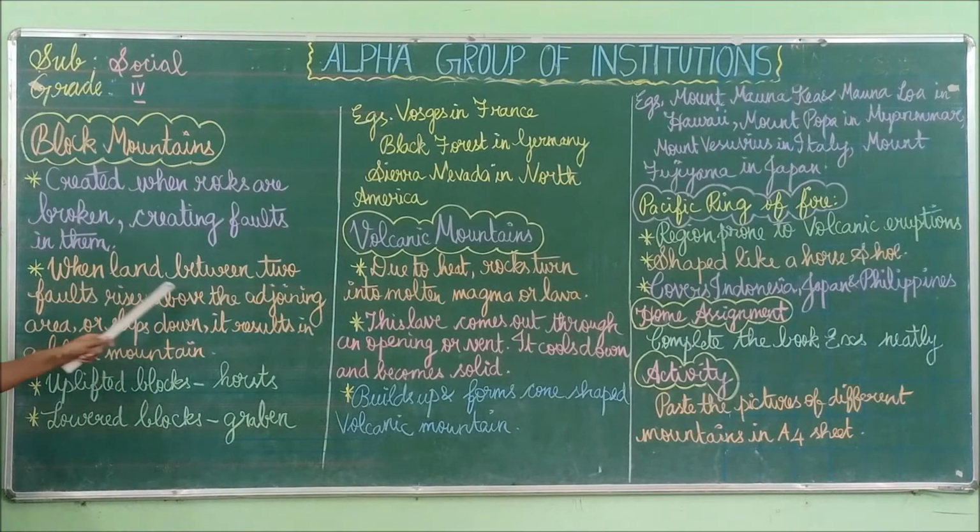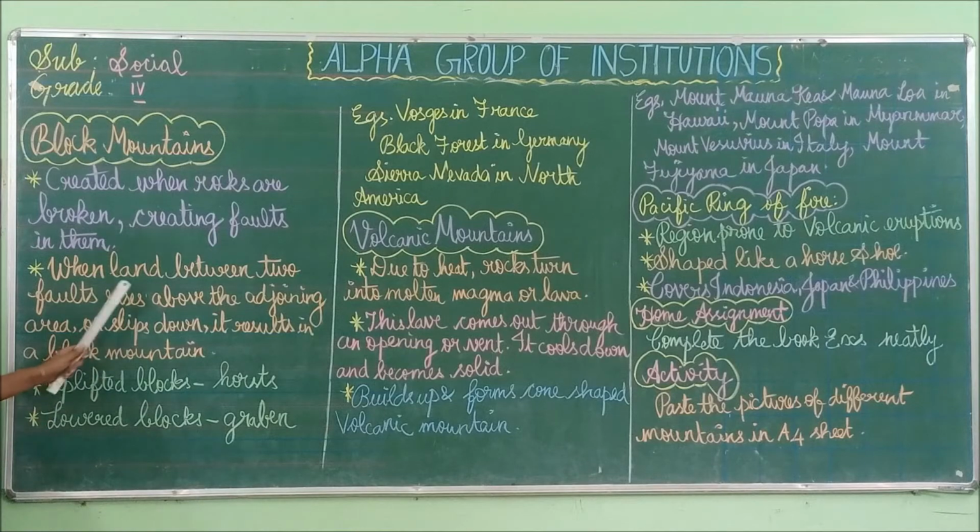So, the land between two faults. There is a break between two rocks. When that land rises or goes down, that results in a block mountain. Because of that movement, block mountains are formed.